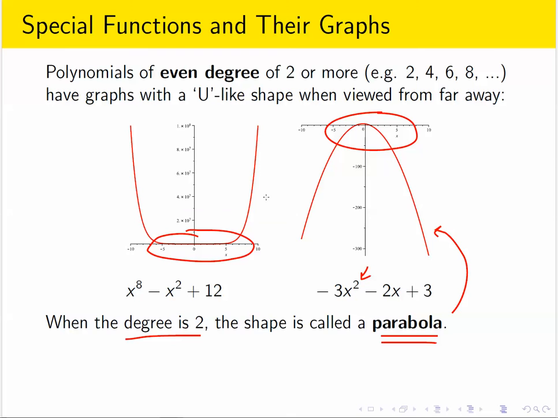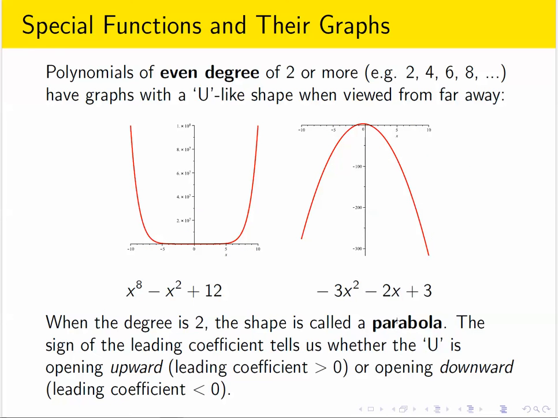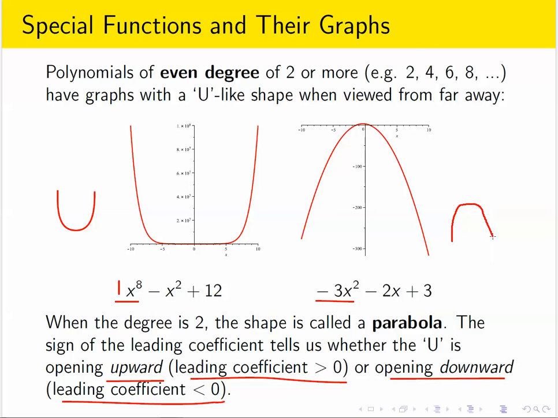But they're still both U-shaped, and you can see sometimes the U opens upward, sometimes the U opens downward, and in order to distinguish between those, you look at the leading coefficient. For this first example, the leading coefficient is 1. That's positive, so the graph opens upward. On the second example, the one on the right, the leading coefficient, -3, is negative, and so that U shape opens downward.